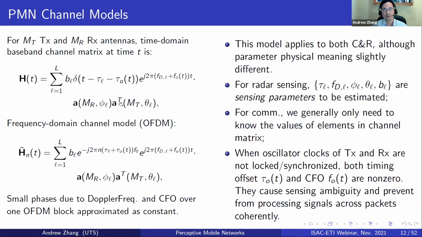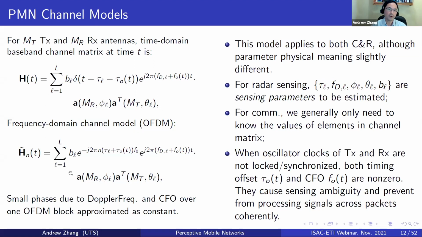Here, we say sensing is with respect to localization and speed estimation applications. Some sensors don't really need these sensing parameters. For example, the typical Wi-Fi sensors studied so far don't really care too much about these location and speed related sensing parameters. They are more interested in applying the signals directly. So our main focus in this talk is on sensing parameter estimation.